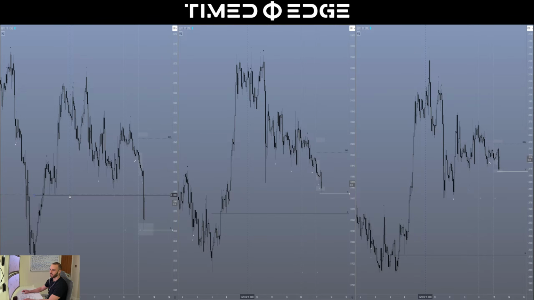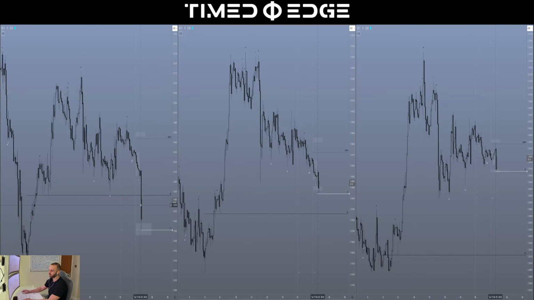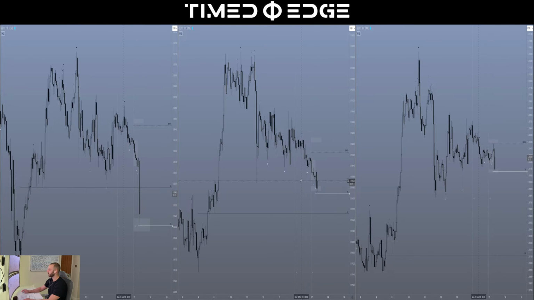Where does liquidity sit? Old highs, old lows, right? Okay, so we needed to clear that. Might see this push up now. We cleared that liquidity from Wednesday, NFP, that was low.